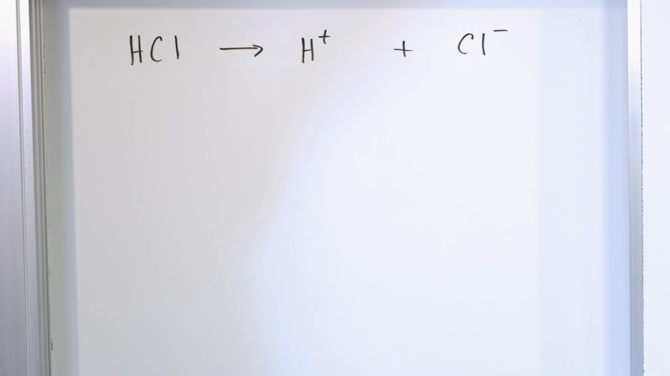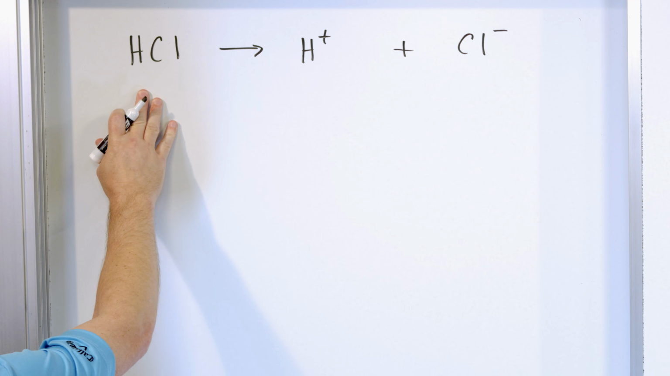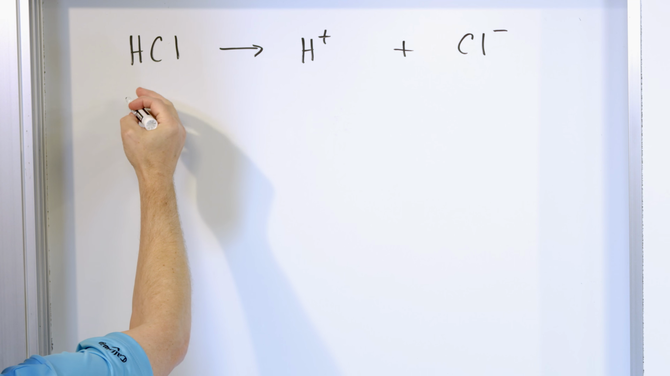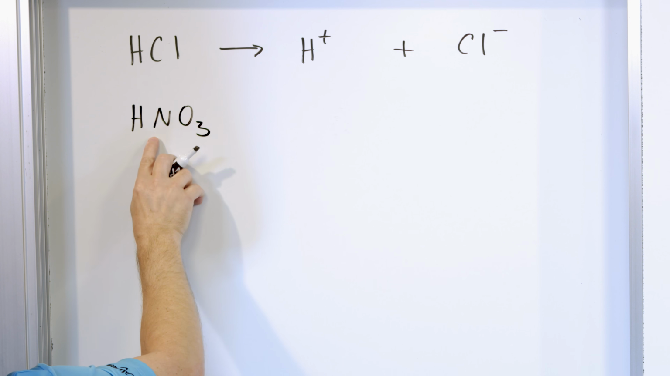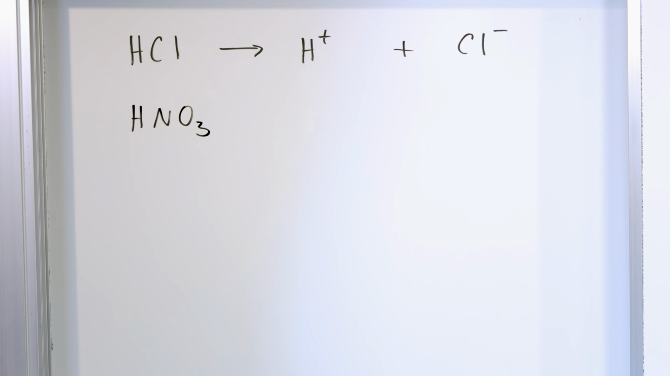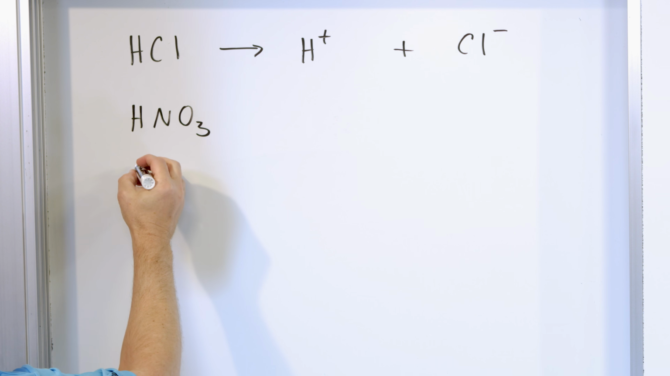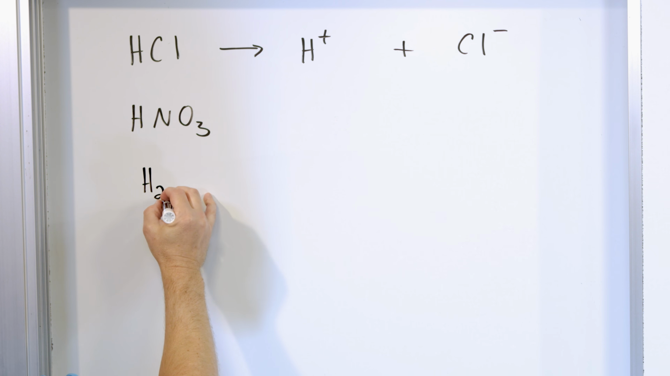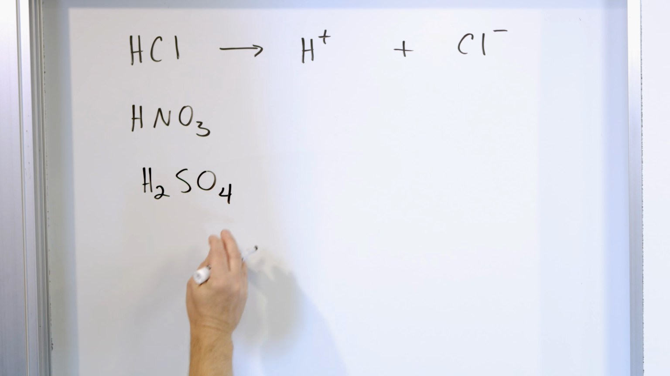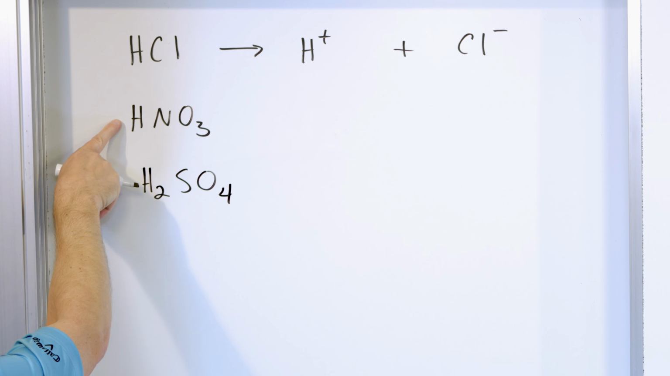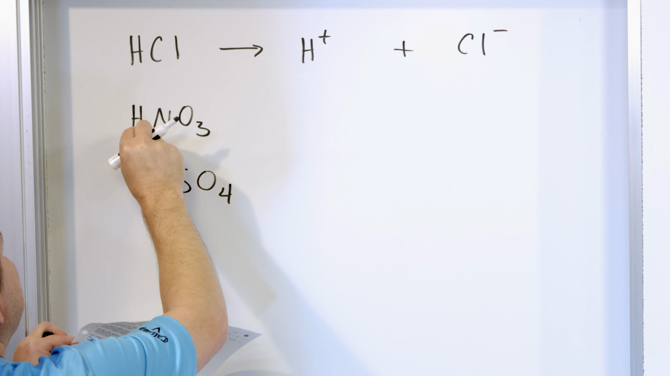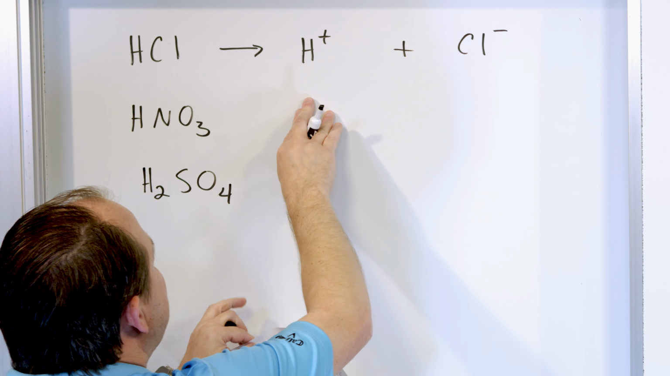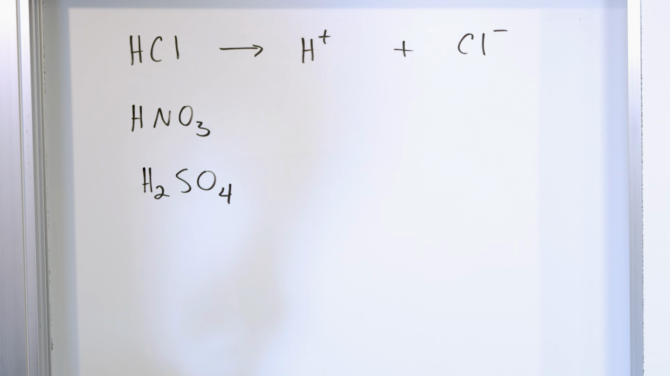Now, what are some other acids? Well, there are some other common ones. There's nitric acid, that's HNO3. This is a nitrate. You also have sulfuric acid, which is H2SO4, right? So you have sulfate, nitrate, but notice that there are hydrogens in all of these things. And as they go into water, the hydrogen is going to break off into hydrogen ions, and so then you're going to have your acid.